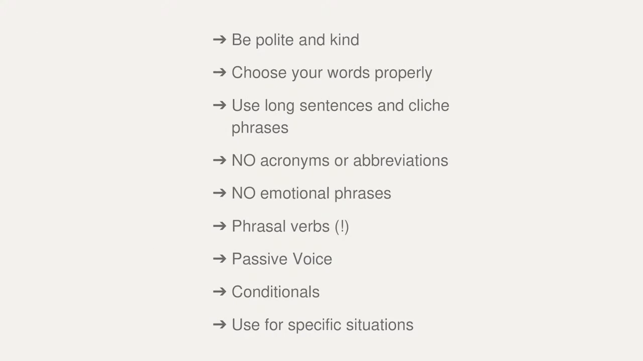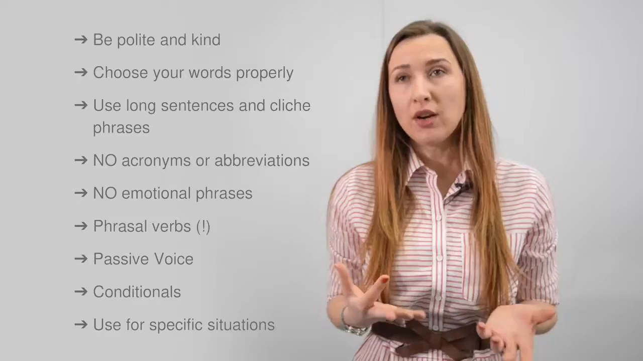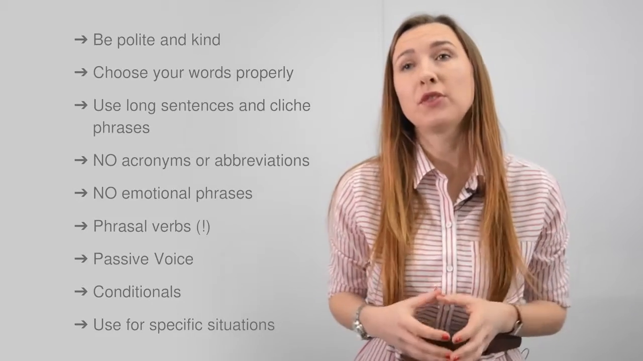When you write formal emails, you have to be extra polite and very kind. You should use longer structures and very formal structures. You use a lot of cliche phrases. You do not use acronyms or abbreviations. You have to be careful with contractions, right? For example, if it's a formal letter, you do not contract don't, you have to write do not. Yeah, that's a cliche thing for formal emails.